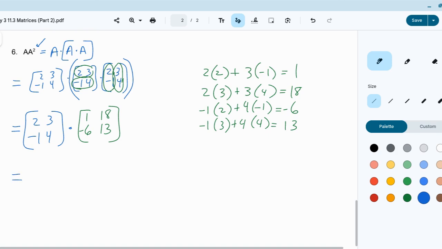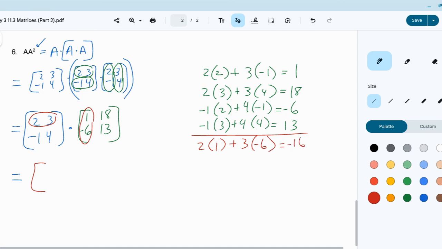And so if we go from here, and we'll go ahead and we'll go red this time, right? Change up the color a little bit. So I have first row, first column that I'm going to go here. And I'm going to say, all right, I have 2 times the first spot of 1 plus 3 is the second spot times the -6 for the second spot. So 2 minus 18 gives me -16. So first row, first column, because that's what I was multiplying together.